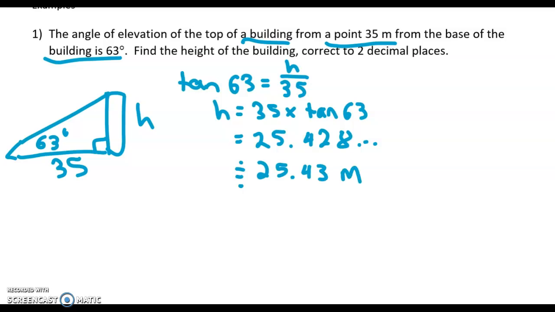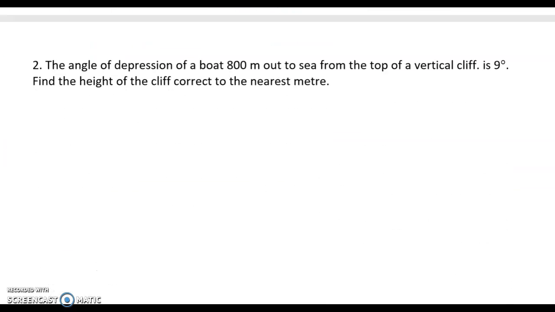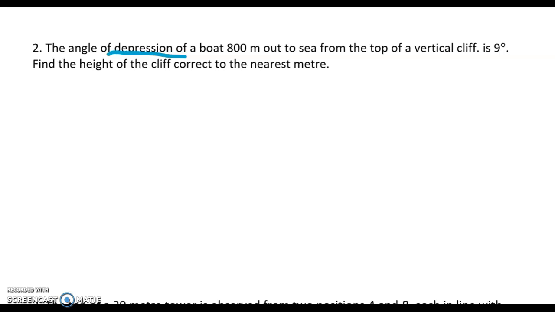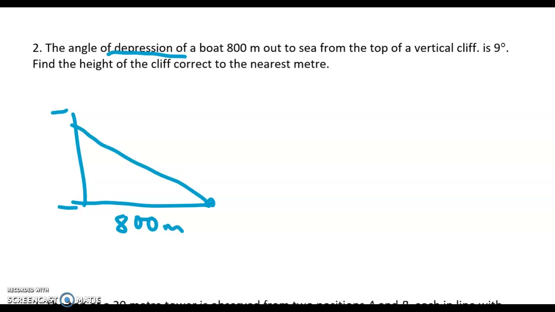All right, let's look at another. The angle of depression this time of a boat 800 meters out from sea from the top of a vertical cliff is 9 degrees. Find the height of the cliff, correct to the nearest meter. So we've got some cliff and there is a boat 800 meters away. And there's an angle of elevation up to the top, which is 9 degrees. And so again, we want to find that height. So we've got a right angle triangle there, and we can use the tan ratio.